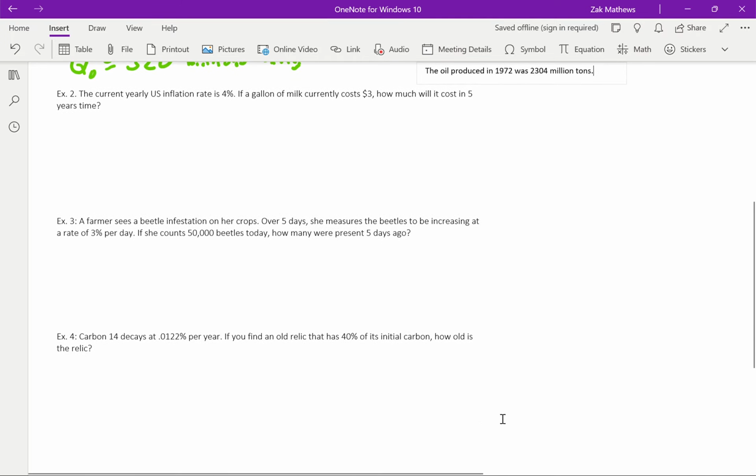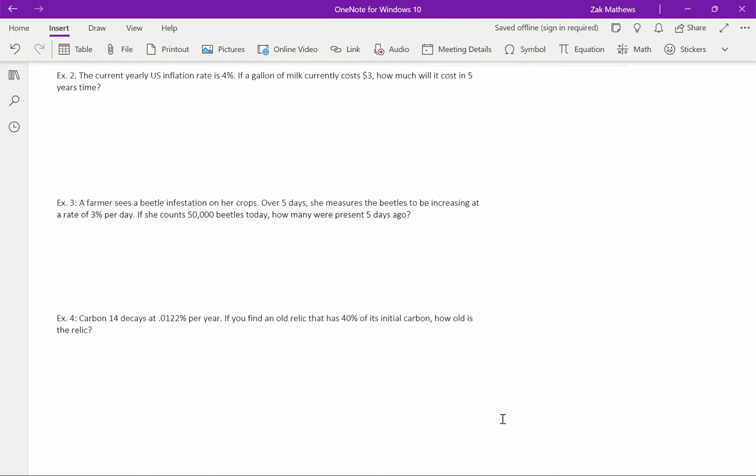Let's take a look at this next example. The current yearly U.S. inflation rate is 4%. If a gallon of milk currently costs $3, how much will it cost in 5 years' time? I do the same thing and define all of the variables. The first number I see is 4%, so I'm going to have to write that as 0.04. I want to know in 5 years' time, so my time is going to be 5 years.